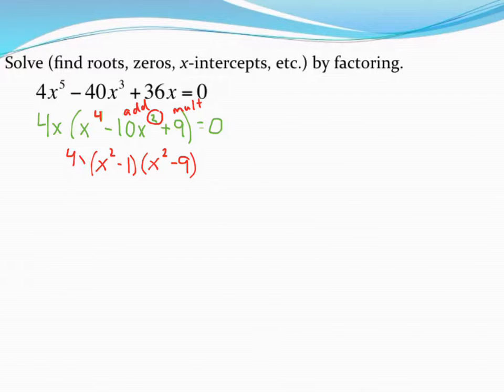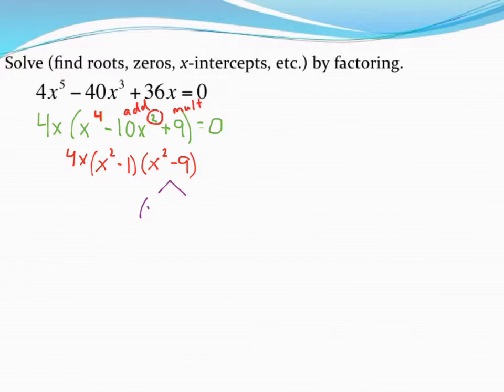Okay? I still want to check for more factors. Because it's x squared, I probably want to look for a difference of 2 squares, and it turns out that in this case, both terms, or both parentheses, are difference of 2 squares. They're both subtraction problems, and negative 1 and negative 9, or 1 and 9 are both perfect squares. So I can factor again. Don't you love these problems?